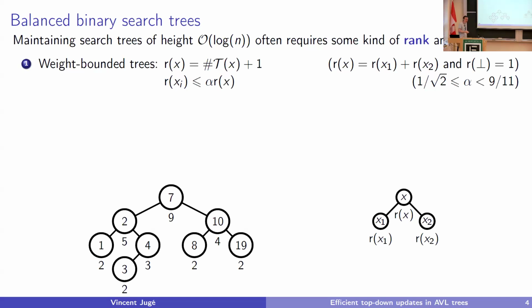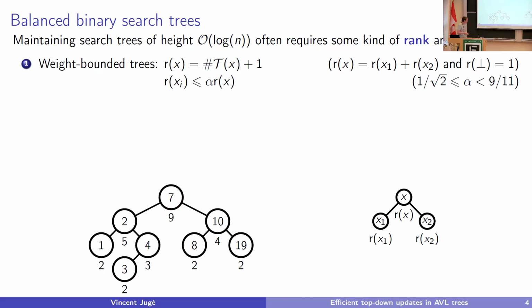So the first family I want to talk about is weight-bounded trees. The rank of a node X will just be the size of the subtree rooted at that node plus 1. The plus 1 makes things easier when you have to compute stuff. And you can imagine it as the number of null nodes hanging below my node. So here I have 1 null node, 2, 3, 4, 5, 6, 7, 8, and 1, 2, 3, 4, 5, 6, 7, 8. Maybe there is a typo, or maybe I can't count. I'm a computer scientist, I can count up to 2.